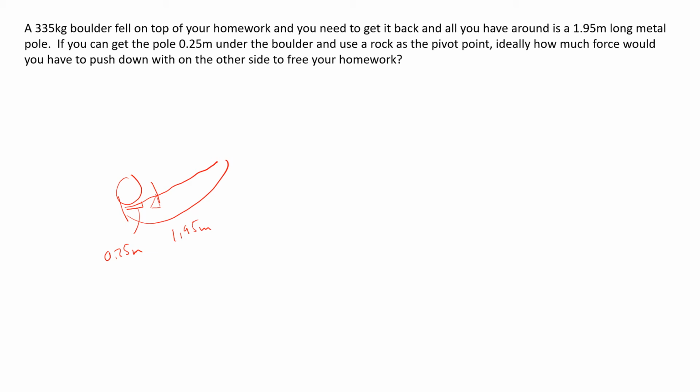And we're going to use another rock as a pivot point. So we're going to push down on this side to get this side to go up. The question is, ideally, how much force we're going to have to use to free our homework. And again, for ideal simple machines, F in times d in equals F out times d out. So the work we put in should be equal to the work we get out.